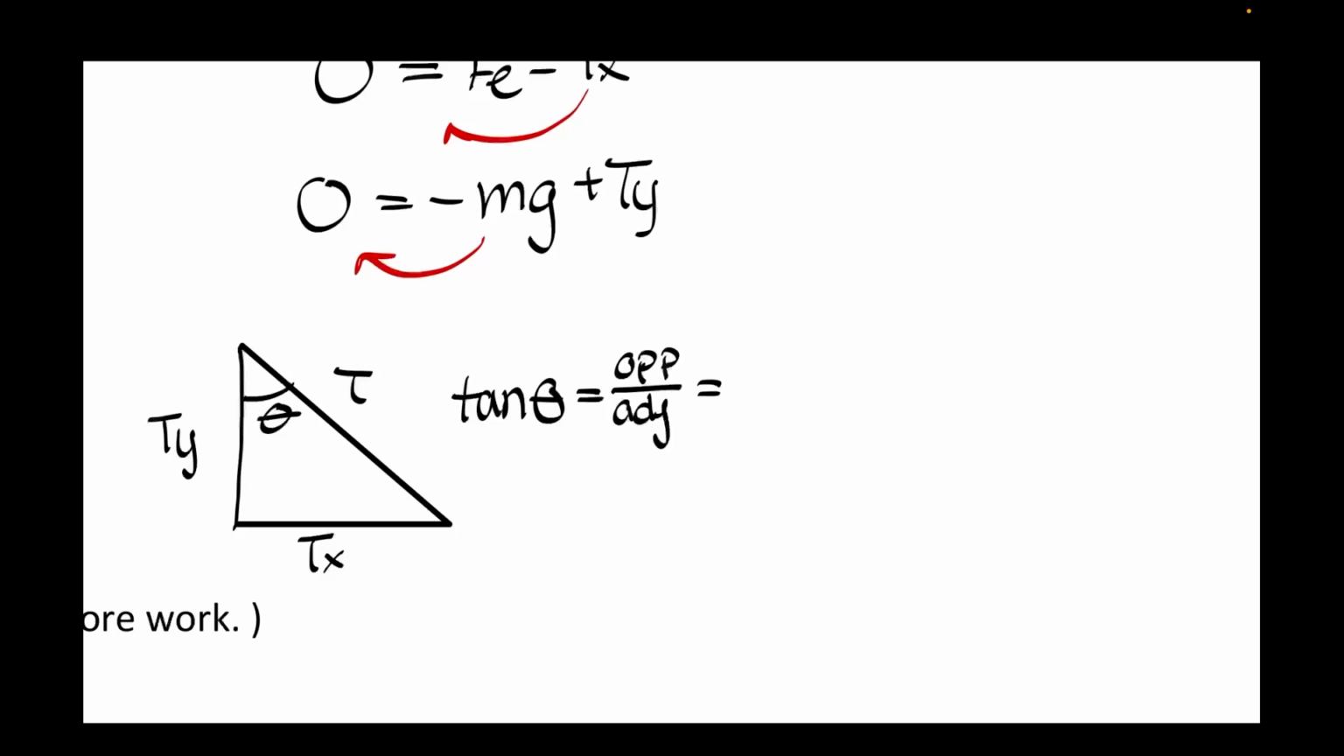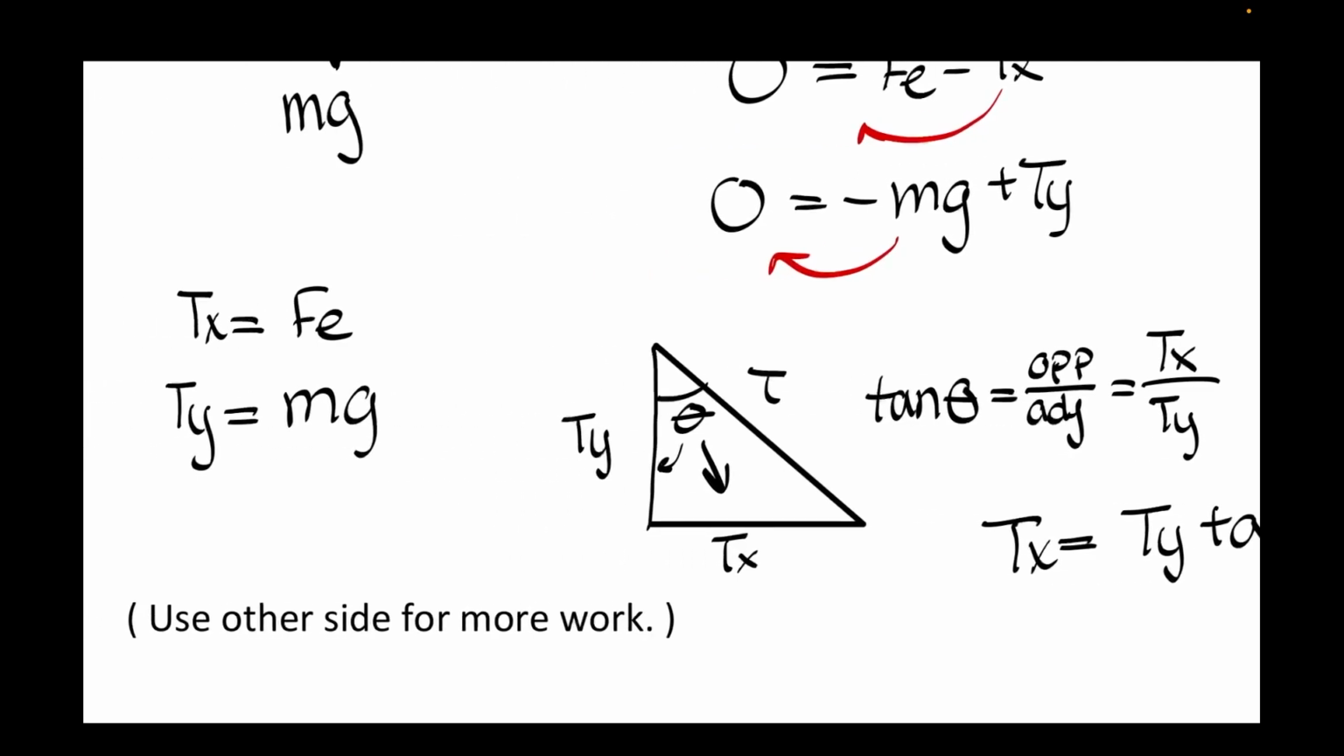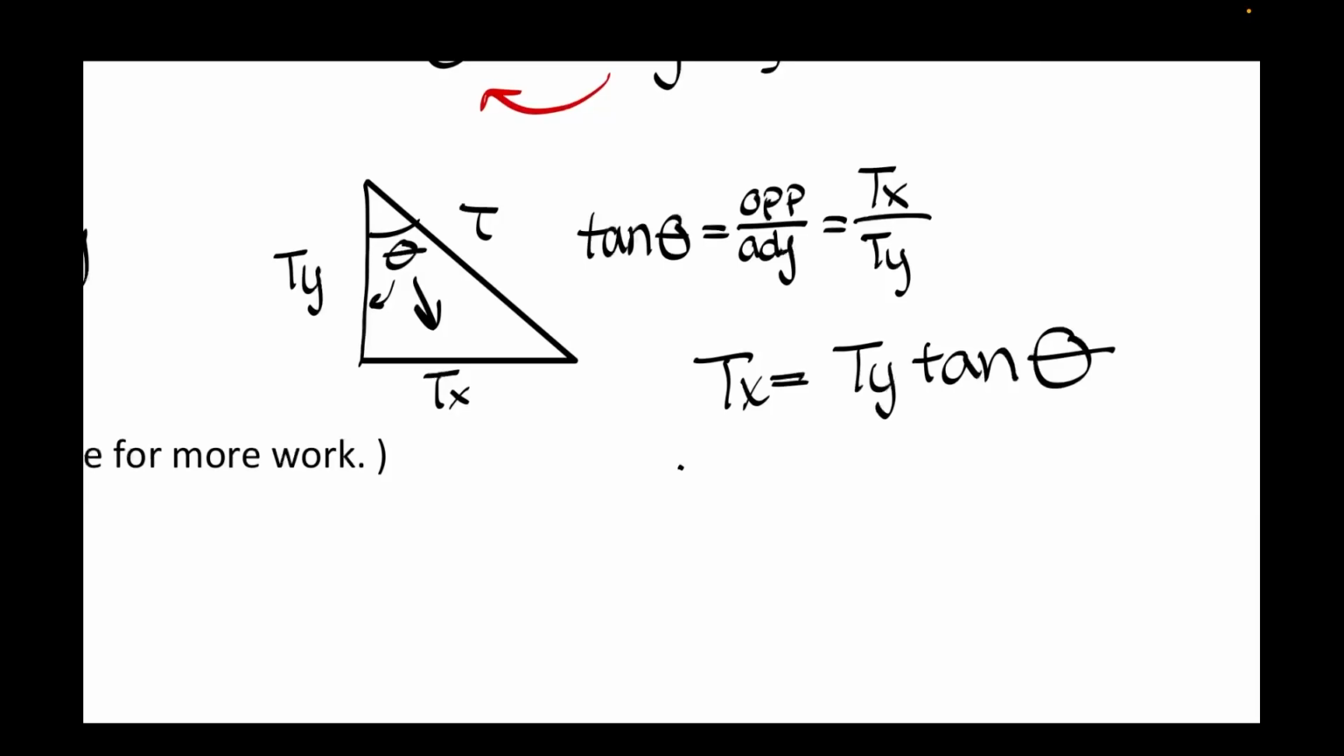So what is our opposite? Well, our opposite is Tx, and our adjacent is Ty. Therefore, Tx equals Ty tangent of theta. Well, do we know what Ty is? Yeah, of course we do. We know Ty equals mg. So Tx equals mg tangent of theta.